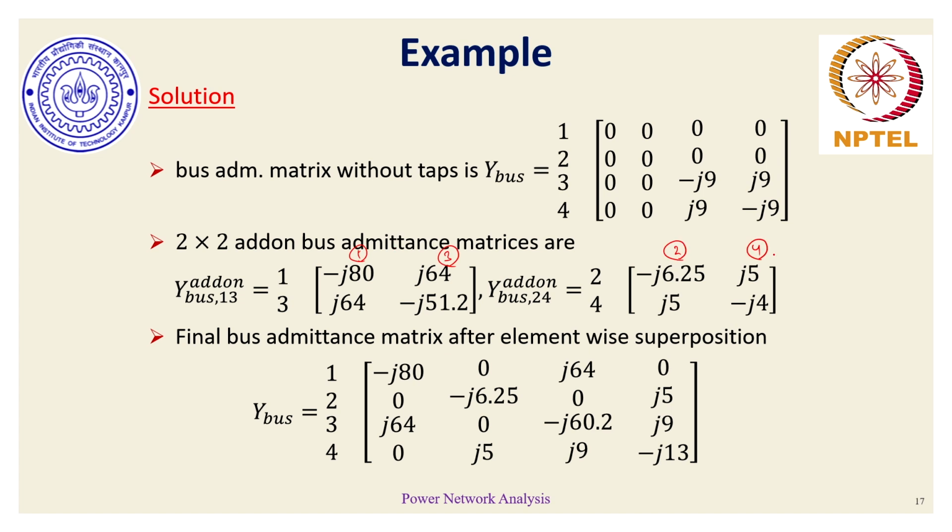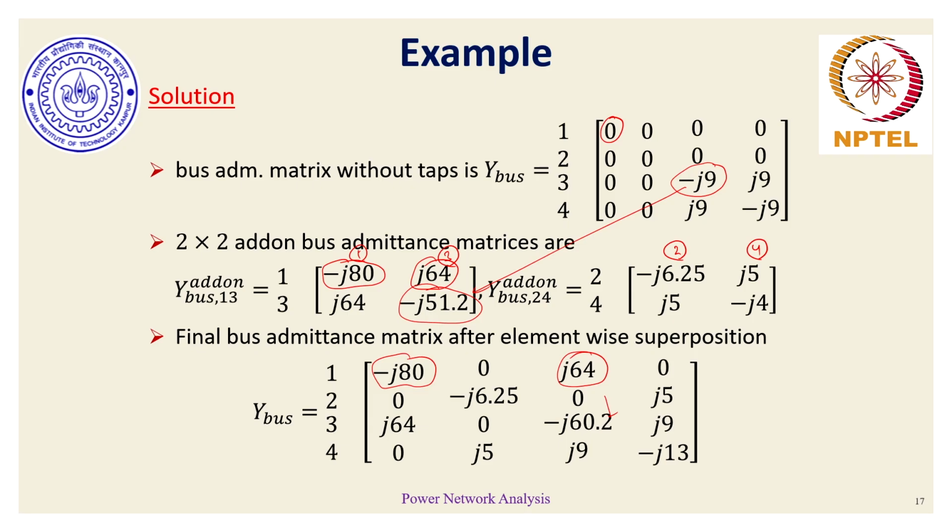If you look at the actual full matrix for 1, 1, I have only the 1, 1 element sitting over here, whereas here it is 0, so I have minus J80. For 1, 3, the element in this matrix is 0, and here I have one element which is J64. Likewise for 3, 3, I would have one element here and the other element here, which when added together give minus 60.2 J as the final admittance.